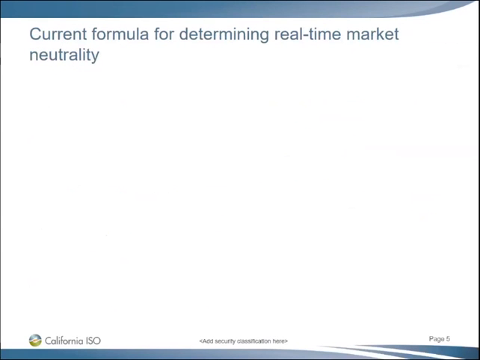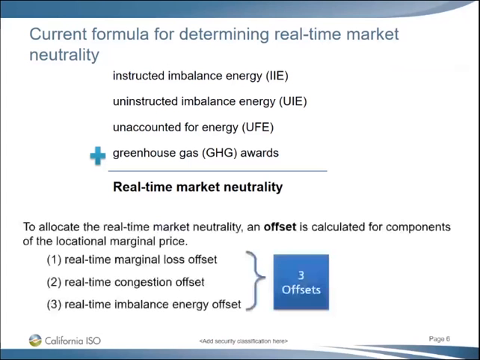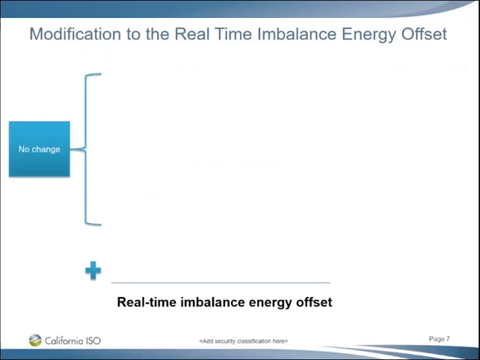Breaking that down, the current formula for determining real-time market neutrality is to take the instructed imbalance energy, uninstructed imbalance energy, unaccounted for energy, and greenhouse gas, and that results in the real-time market neutrality settlement. Then to allocate the real-time market neutrality, an offset is calculated for the LMP components, which include real-time marginal loss offset, real-time congestion offset, and the real-time imbalance energy offset. That's the current formula for determining neutrality.